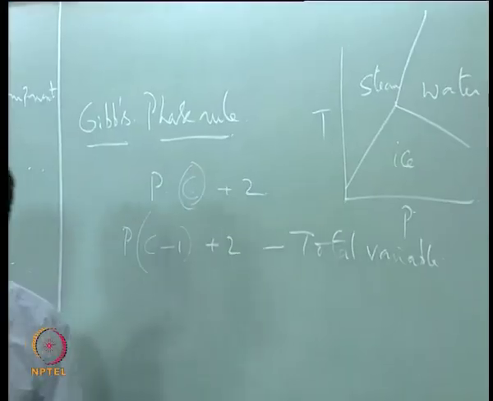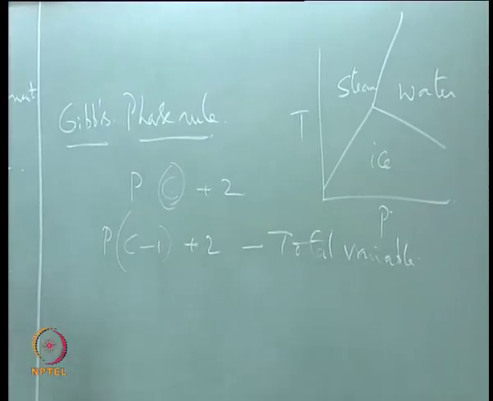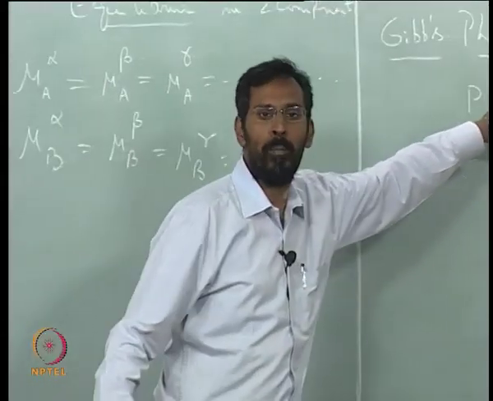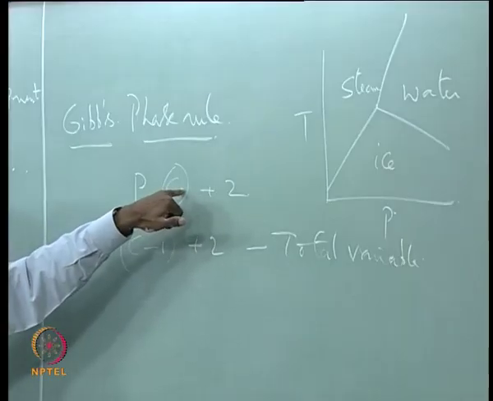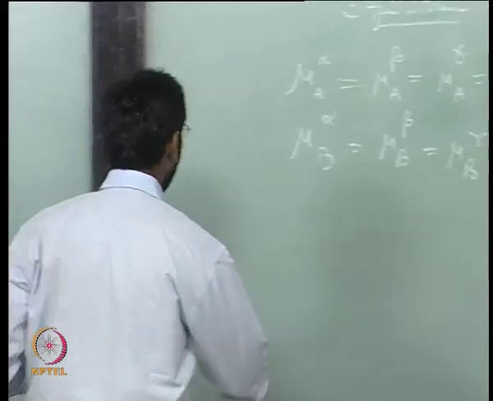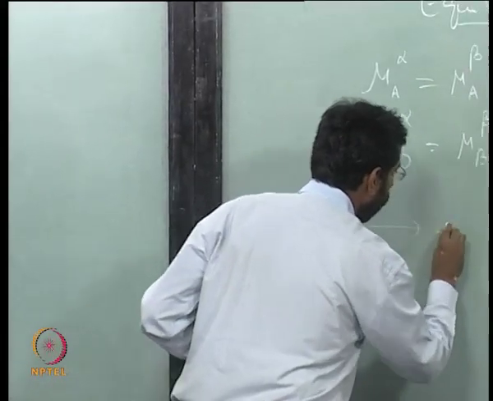to describe a system. If I have P number of phases, each phase has C components. For each phase I need to define how much. For example, you think of a eutectic reaction where a liquid is giving you alpha plus beta.